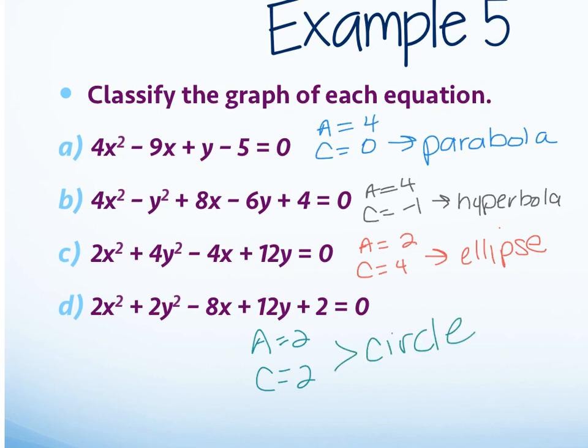Easy stuff, right? So even if you didn't remember the exact rules, think about what should be happening, right? If a parabola, there's only going to be one squared term, whether it's the x or the y. If it's a hyperbola, one of them is going to be positive, one's going to be negative, because think about your equation. If it's an ellipse, they're both going to be positive, or they're both going to be negative. And if it's a circle, they're both going to be the same.